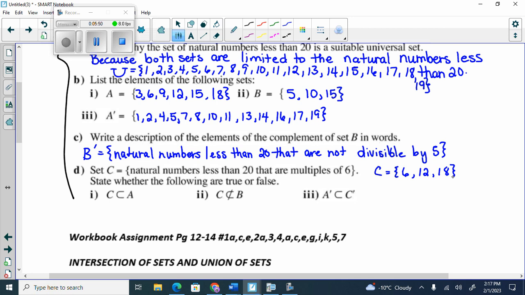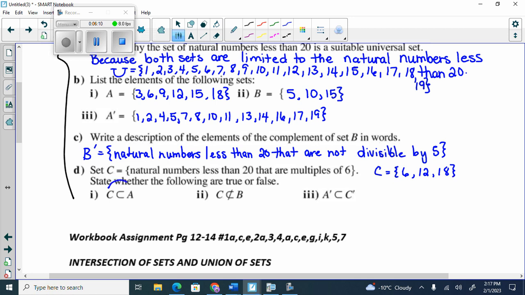And then we have to state if the subset things are true. Now remember, the first letter is a subset of the second letter. If that's a true case, then everything in that first letter has to be contained in the second one. The second can have more, but it has to at minimum have what's in the first letter. So if we're looking at C, we're saying if they're true or false.